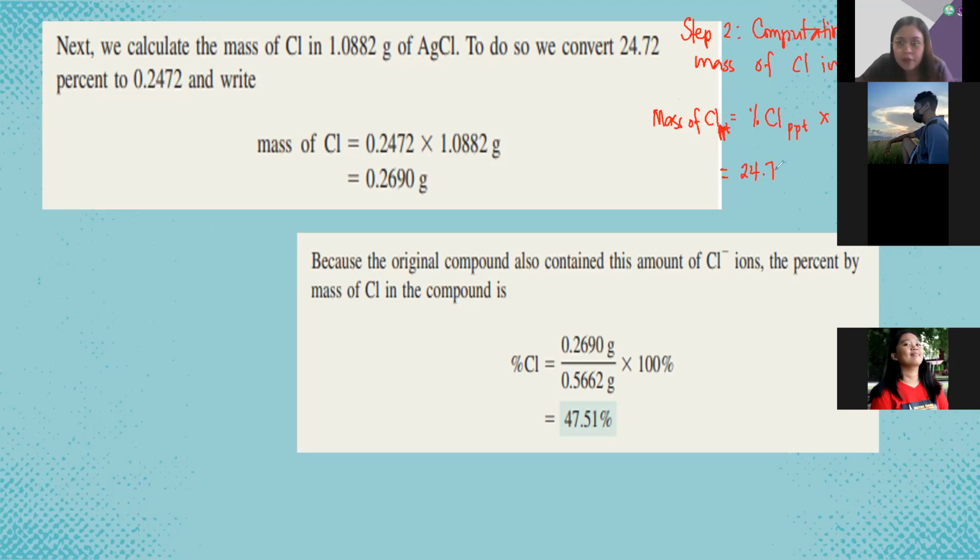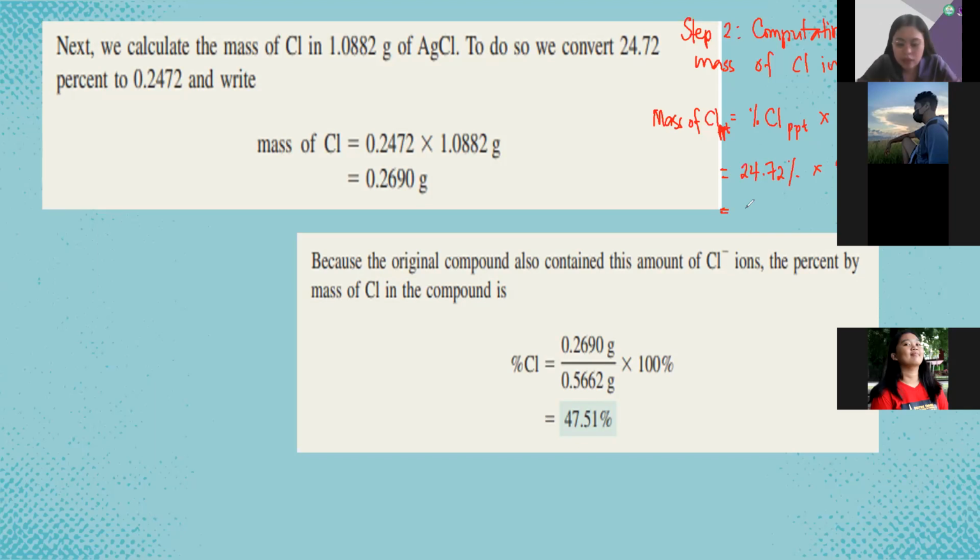Diba? 24.72% yun. And then, i-multiply natin siya sa weight of the precipitate. Saan ito galing? Nasa problem ito, class. So, kung balikan natin yung problem, naka-state doon na ang precipitate na nakuha after the reaction is 1.0882 grams. So, i-multiply lang natin. But take note that 24.72 is in percent. So, we don't really multiply it directly. Diba? Pag percentage, ginagawa natin siyang decimal.